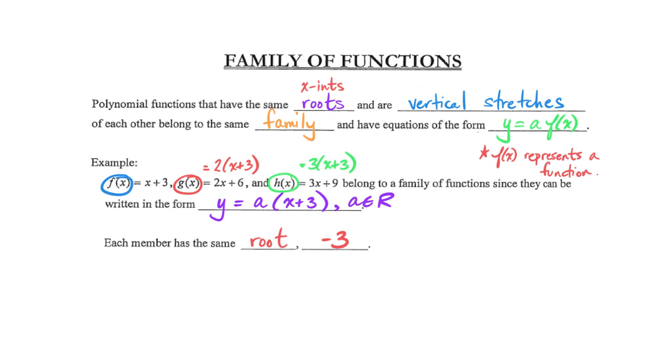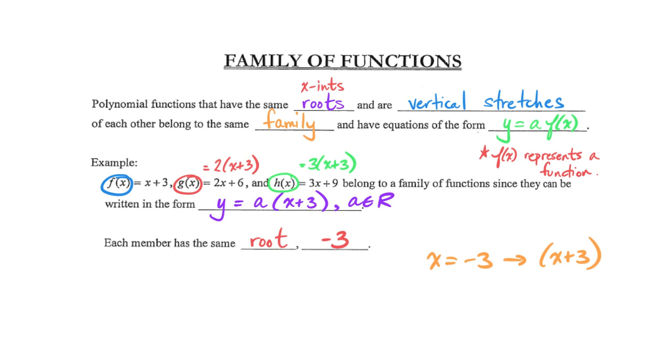I could write each one of those equations in the form y equals a times x plus 3 if I just say that that a has to be a number. You know, in the red case, in g, it's 2. In the green case, it's 3. So that's what it means to be a family. You could write them all with the same factors that lead to the same x-intercepts. You can now see why x equals -3 is a solution because they all come from a factor of x plus 3.